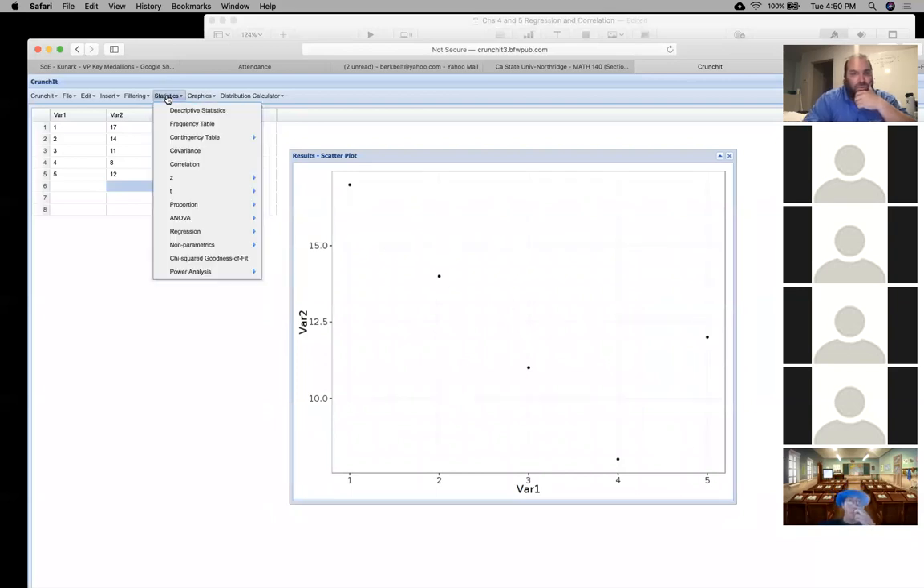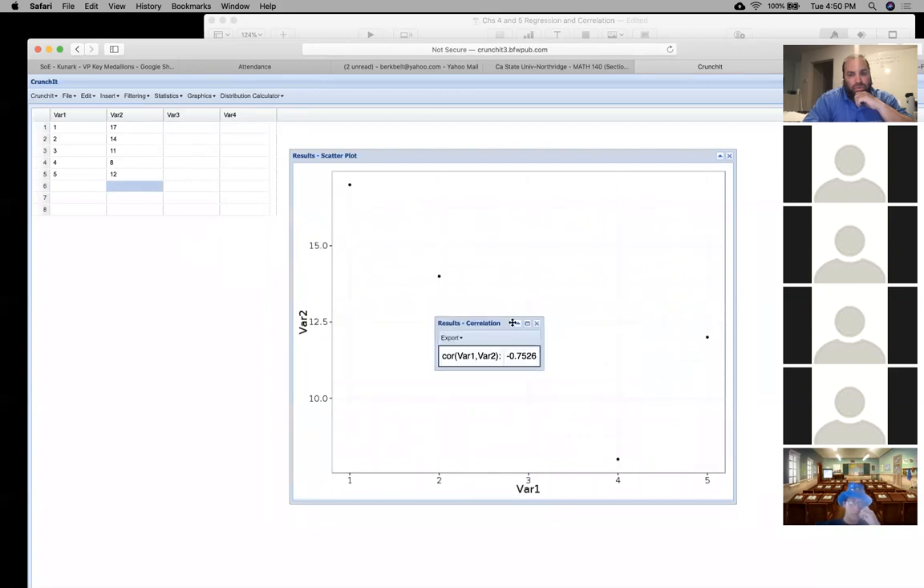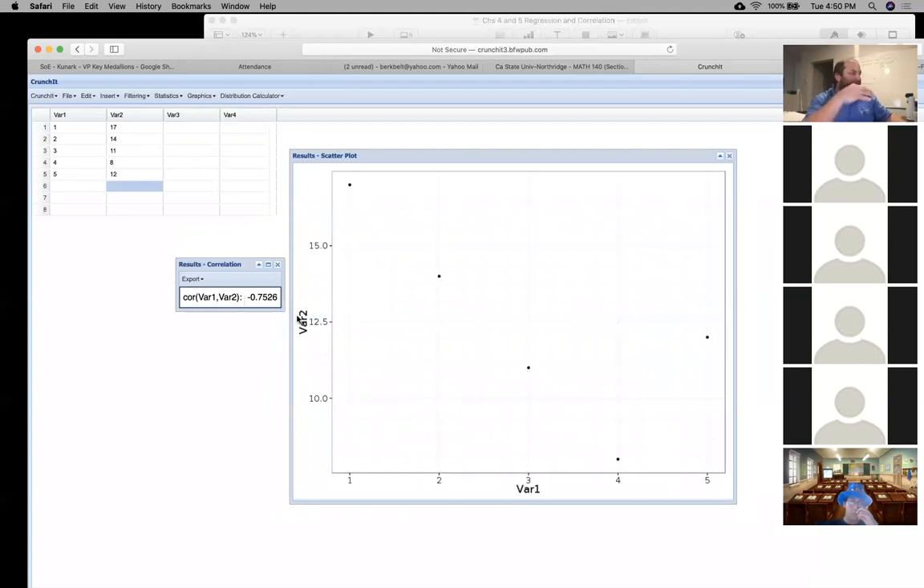So what we're gonna do is go to statistics, and go to correlation first, and two variables, variable 1 and variable 2. I'm interested in what the correlation is. Negative 0.7526, which puts it where? Is that non-existent, weak, medium, or strong? Strong.